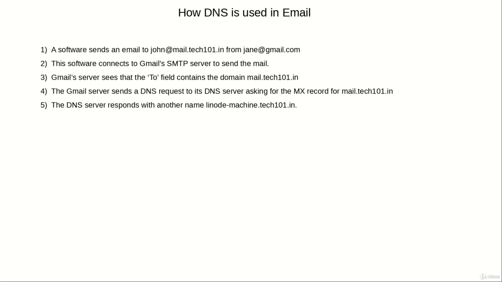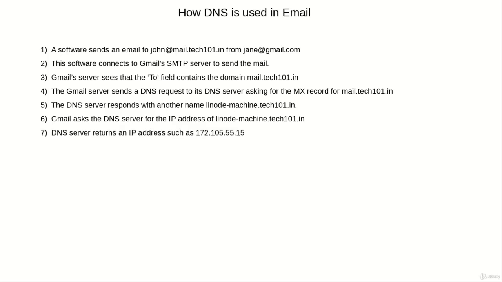The DNS server responds with another name, linodemachine.tech101.in. Gmail asks the DNS server for the IP address of linodemachine.tech101.in. The DNS server returns an IP address such as 172.105.55.15. Gmail connects to the machine 172.105.55.15 and initiates SMTP communication to send the email.